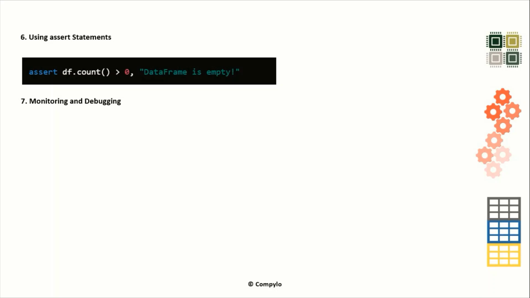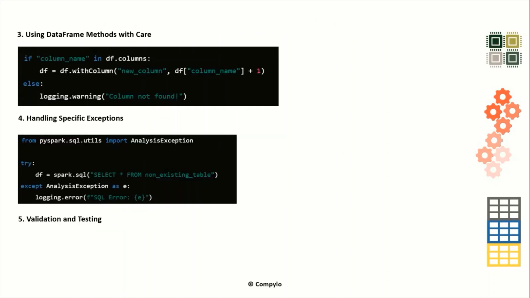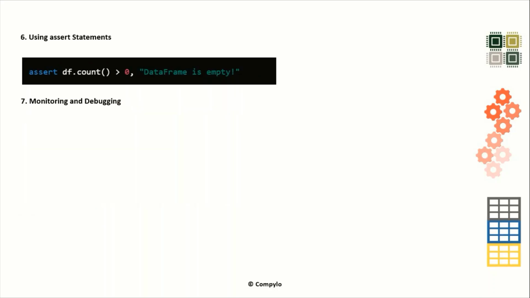and easier to debug. Before we move to the next question, let's summarize the points. So we started with try except block, then we went to logging, then we went to using data frame methods with care. Then we talked about handling specific exceptions, and after that we discussed validation and testing. Finally, we moved to the point of using assert statements during the development or debugging phase, and in the last we talked about monitoring and debugging. Now let's move to the next question.